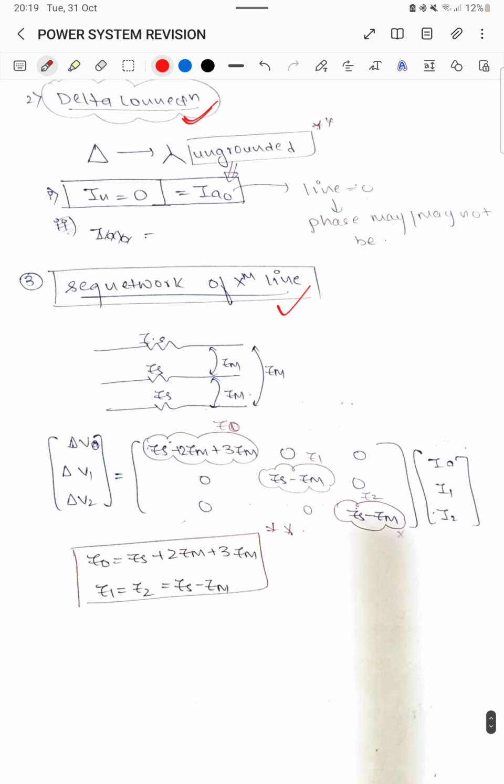Fine. Now the sequence diagram of a transmission line. So let's say a transmission line. The sequence diagram of the transmission line.